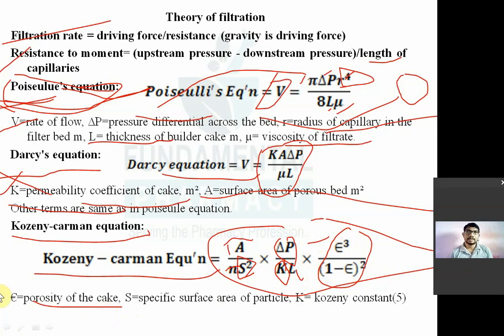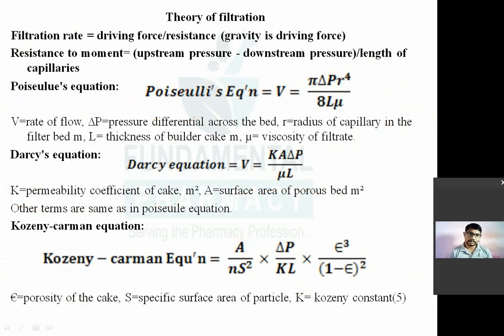According to this equation we can explain the different factors affecting filtration. So first one is A, the surface area of your filtration medium. As there is an increase in the surface area of the filtration medium, there will be an increase in the filtration rate, because it is directly proportional. V is directly proportional to A, inversely proportional to S square, which means specific surface area of particle. Inversely proportional to the viscosity. If the liquid in the slurry is very viscous, its viscosity is higher, then what will happen to filtration?